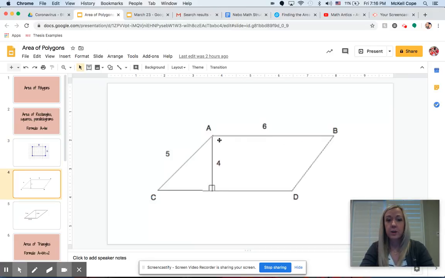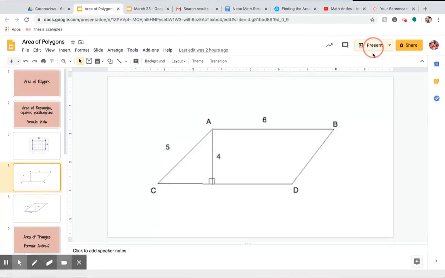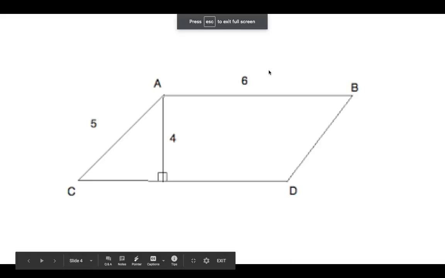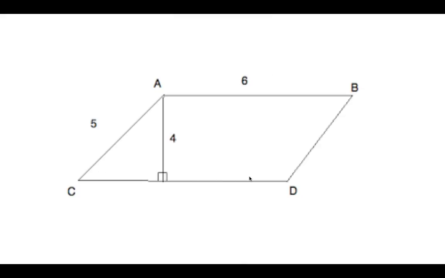Okay, so here we have a parallelogram. In fact, let's put this in present mode. And we can see here, we have this whole entire base, but the problem is that my height has to be straight up and down. So I promise you, most of the time when you see these, they are going to give you the length of this slanted side right here. We do not need this number.